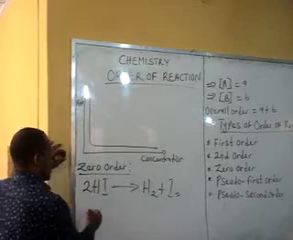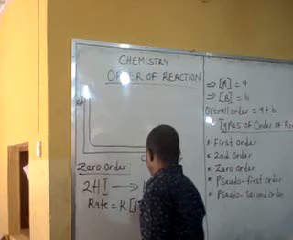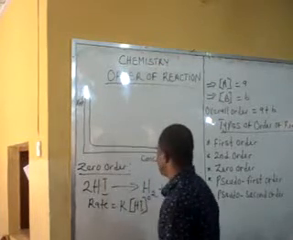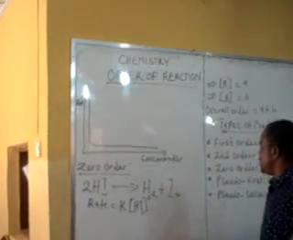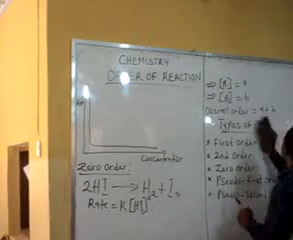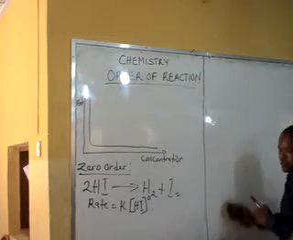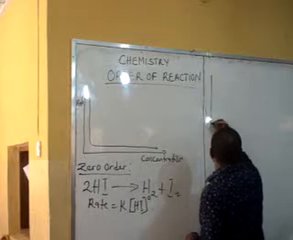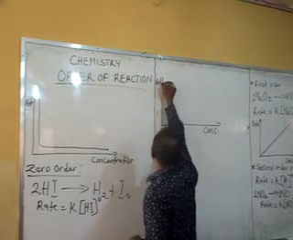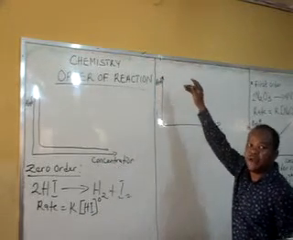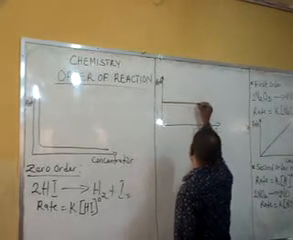Now in this case, our rate will give us k times [HI] raised to the power 0. So here we have a zero order reaction. And then the graph will show a constant. If we have a graph with concentration and rate, since the rate will not depend on the concentration of the reactant, we are going to have a graph of this nature.